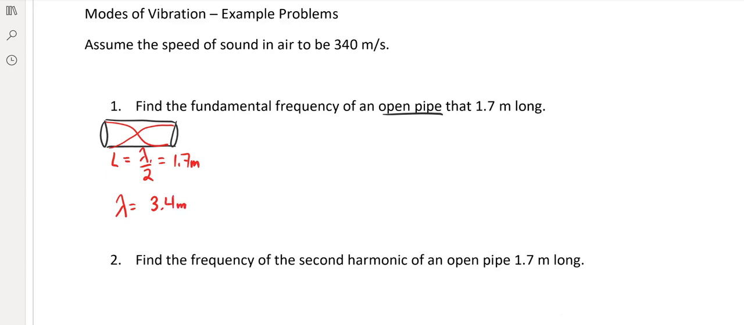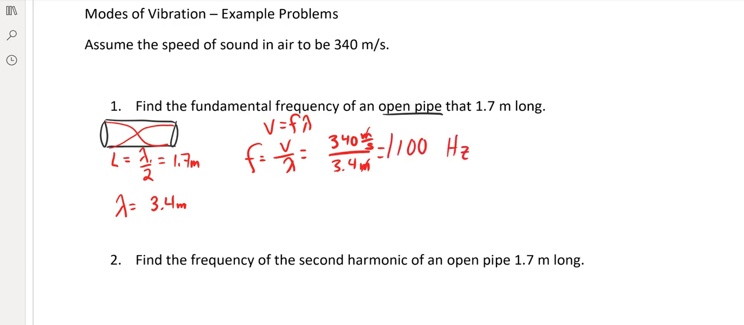Now, what we want to find is the frequency. The frequency, using the wave equation, that's V equals F lambda, the frequency would be V divided by lambda. So that would be 340 meters per second divided by 3.4 meters. The meters will cancel. You'll end up with reciprocal seconds, which is hertz, and we will get 100 hertz.